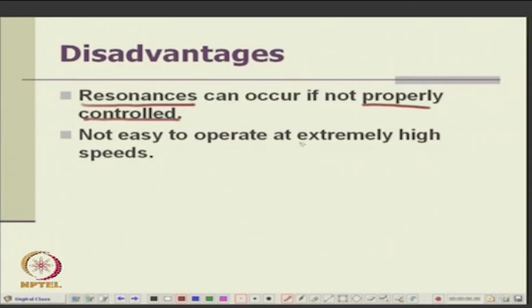And it is difficult to run at very high speeds. It may slip off. You can move in slow steps, but if you increase the frequency of switching to a very large value, it may be difficult to sustain. It may fall out of step.